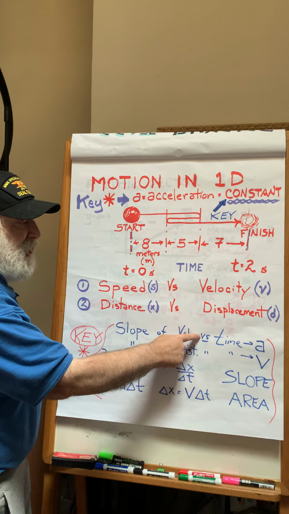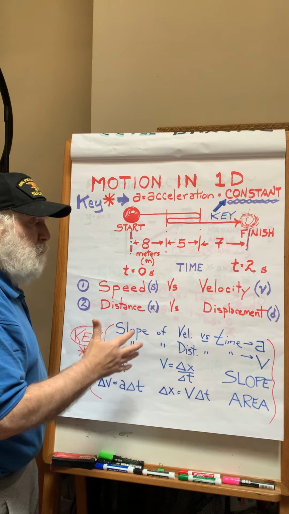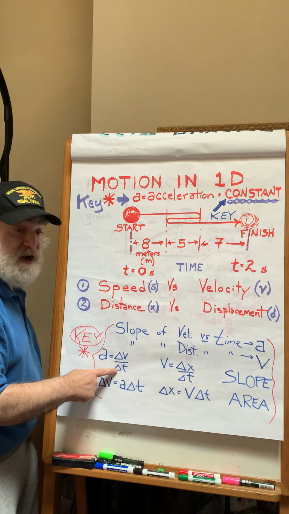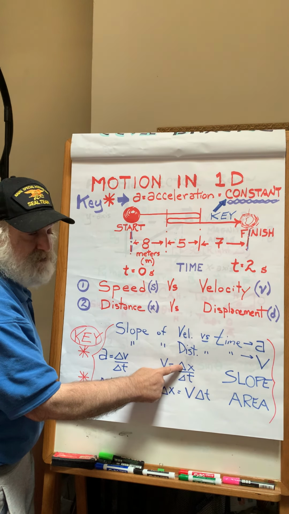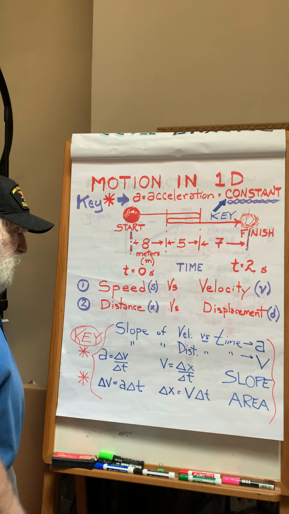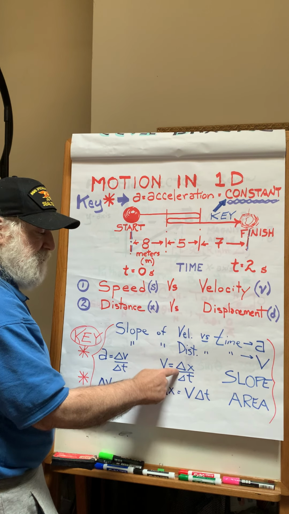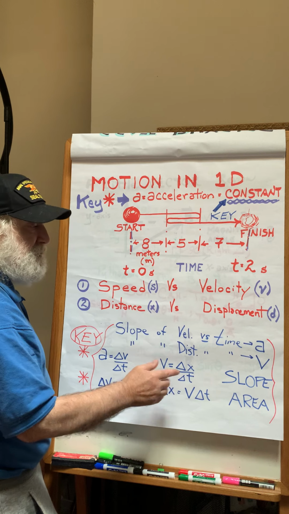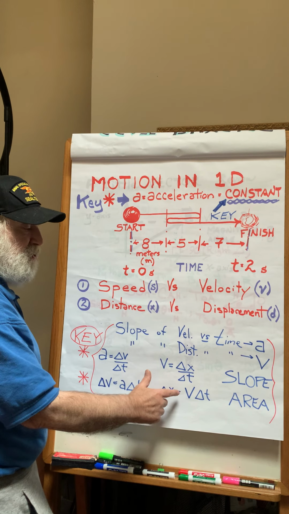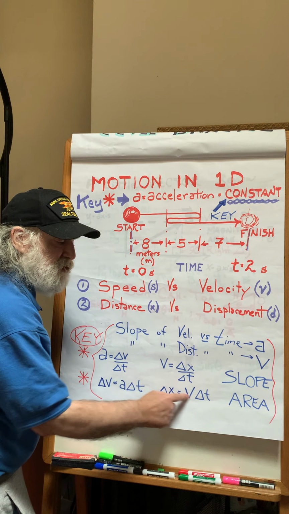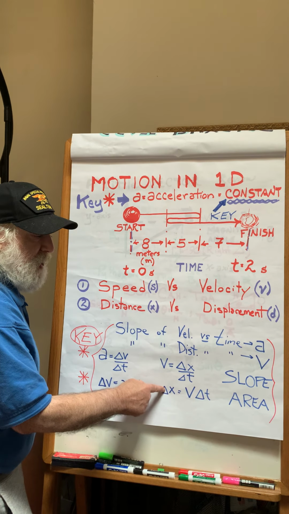And the slope of velocity versus time is acceleration. So if you look at a velocity curve, the slope of the velocity, the change in velocity with time, is acceleration. And the change in distance with time, or the change in displacement with time, is velocity. So the slope of a velocity curve is going to be your acceleration, but the slope of a distance curve is going to be your velocity. Change in distance over change in time is velocity. Think about the units, miles per hour.